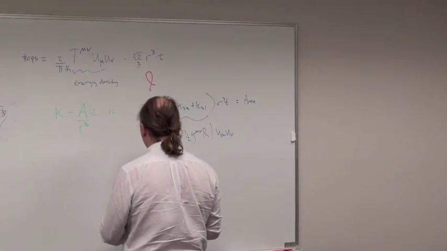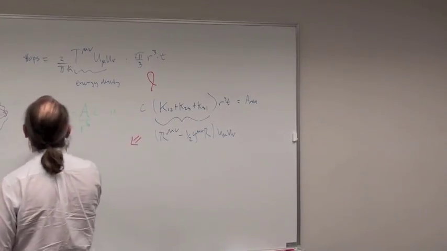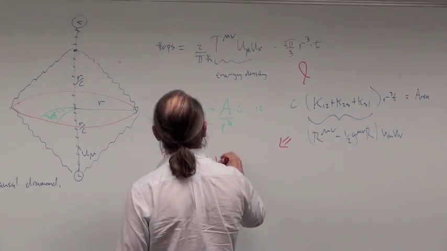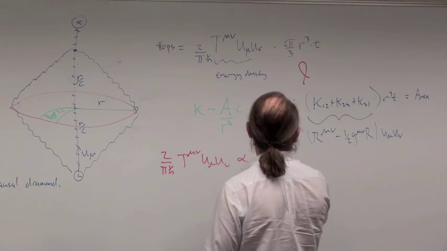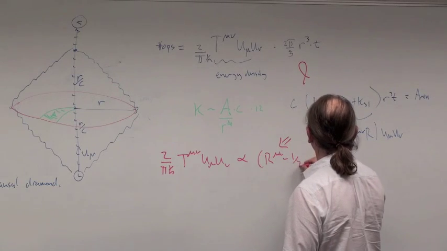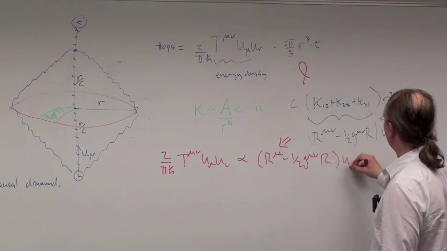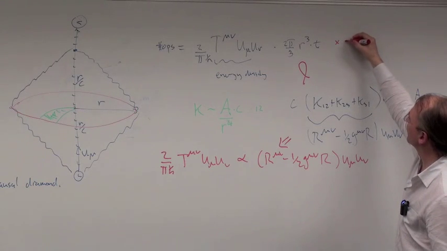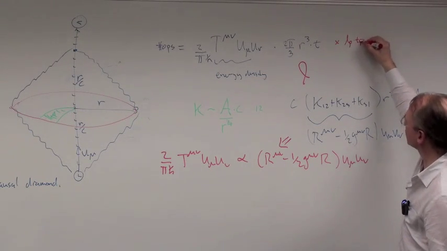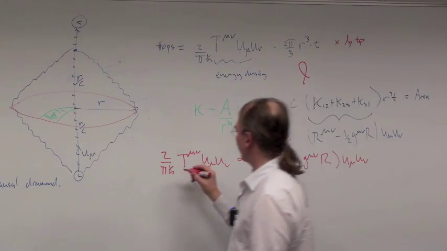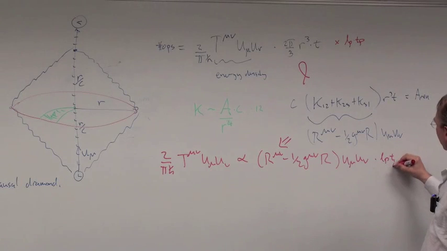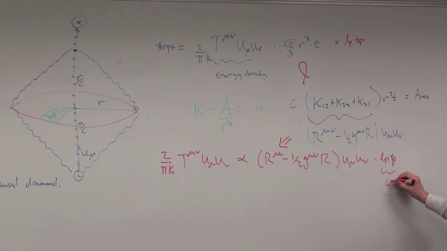And so our ansatz is that these are proportional to each other. And so what this actually implies is that 2 pi h-bar T mu nu u mu u nu is proportional to R mu nu minus 1/2 g mu nu R u mu u nu. And we had to say, this is the number of ops. We had to multiply this times the Planck length times the Planck time. But the Planck length times the Planck time, you may remember, is c to the fourth over h-bar G. The h-bar cancels out.